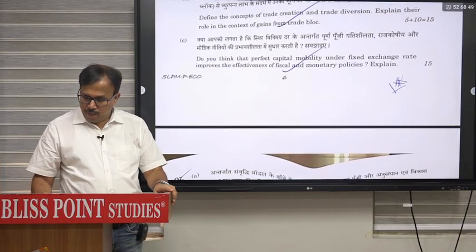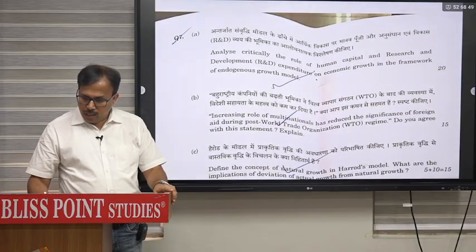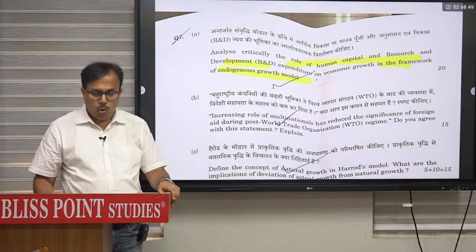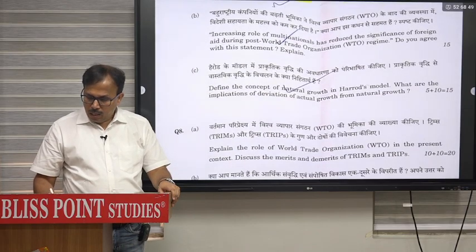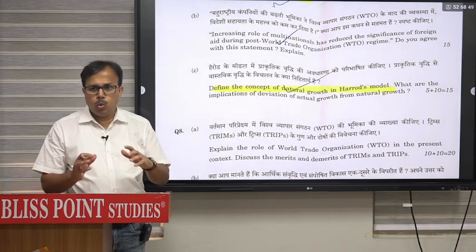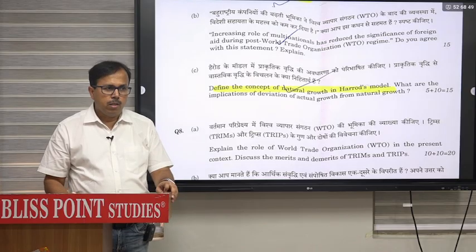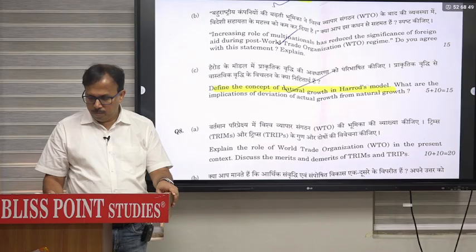The second question you can find with this, in Growth and Development: critically examine the role of human capital and research and development in the framework of endogenous growth model, and define the concept of natural rate of growth in the Harrod's model. You can find two questions from the Harrod model. One in the compulsory paper also has the Harrod model, and here in the 15 marks also there is the Harrod model.